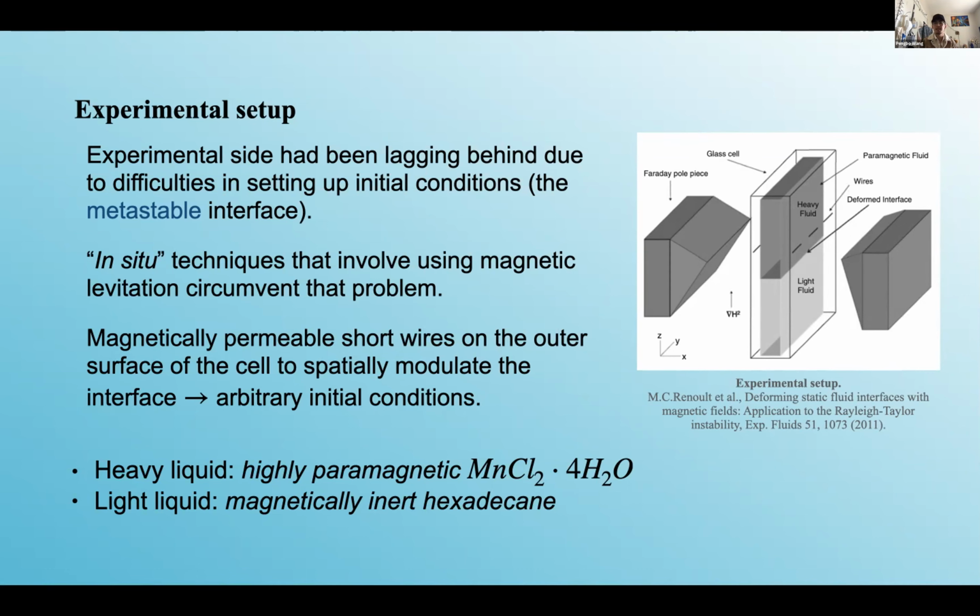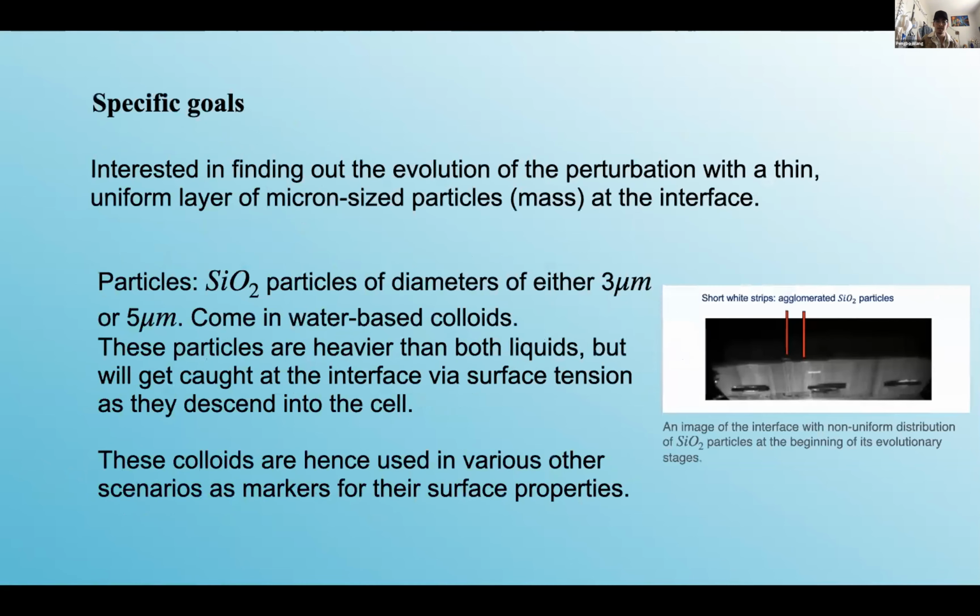And another plus to this setup is that we can also attach magnetically permeable short wires on the outer surface of the cell. These are passive magnetic components that serve to locally deform the interface. So we can use this kind of configuration to spatially modulate the interface and create arbitrary initial conditions as we want. So that was the setup of our experiment.